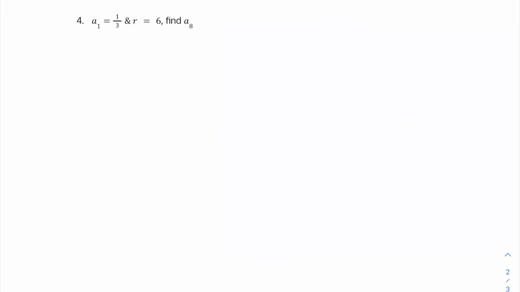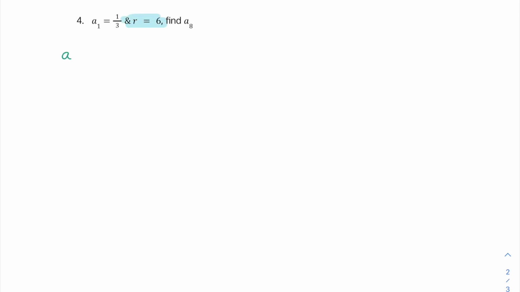This one is not actually anything too difficult, but since it presents the information in a little bit of a different way, I wanted to go through it. So this one says A1 is 1/3, R is 6, and I'm asking you to find the 8th term. Now, in this one, I did not tell you if it's arithmetic or geometric. But unlike the first geometric one where we could find the common ratio and determine it to see that it's geometric, this one actually just tells us right out of the bat, like, hey, R is 6. You're working with a geometric sequence.